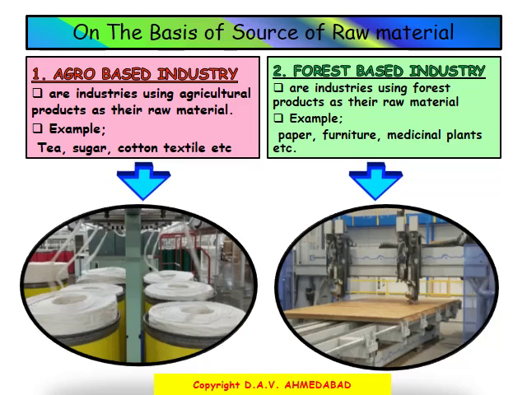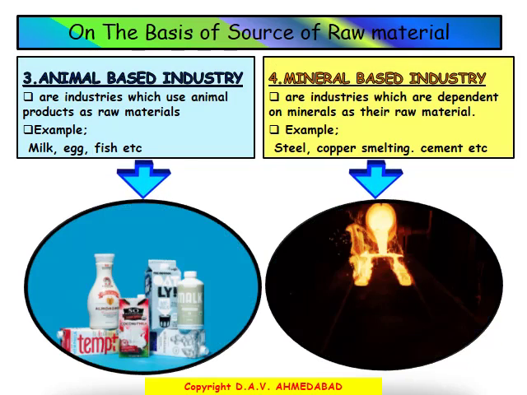Second is the forest-based industry. Now these are industries using forest products as their raw materials. For example, paper, furniture, medicinal plants. Now these are all prepared from the forest resources. Industries on the basis of source of raw material.